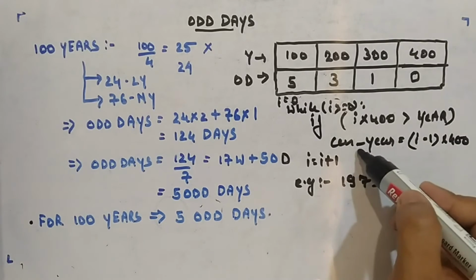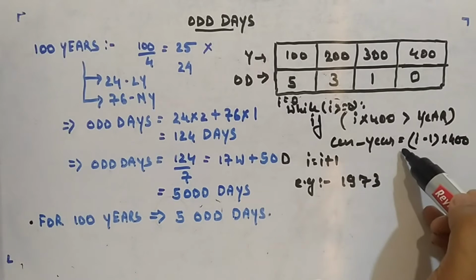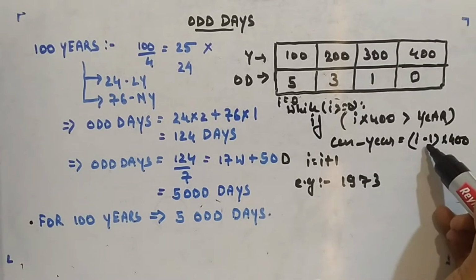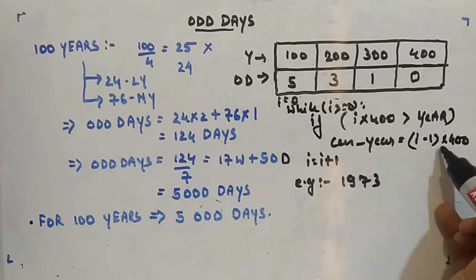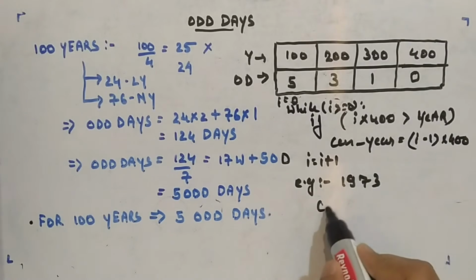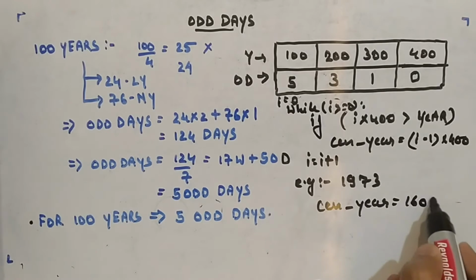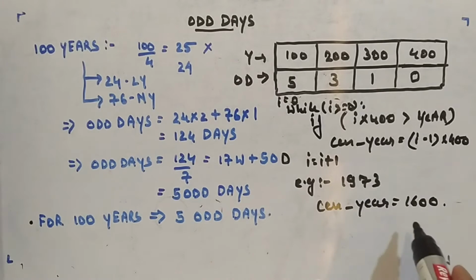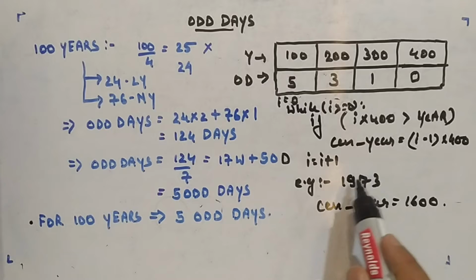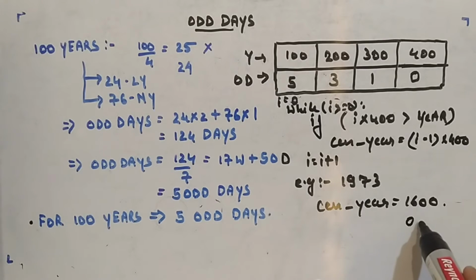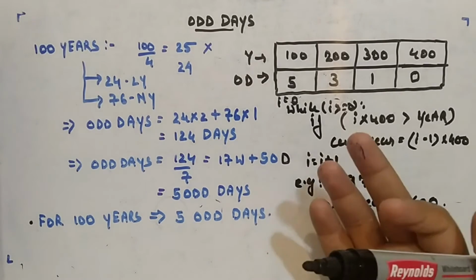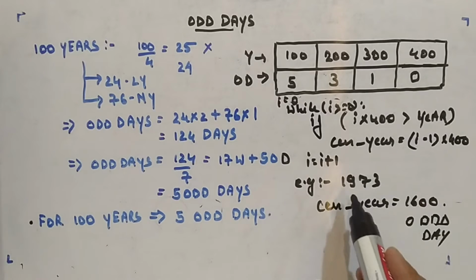There is a variable called century_year that will take I minus 1, that is 5 minus 1 is 4, 4 into 400 is 1600. So century year here will be 1600. Why are we looking for the century year closest to the year given to us? Because this will have 0 odd days. So that is how I'll implement finding the century year closest to our given year.